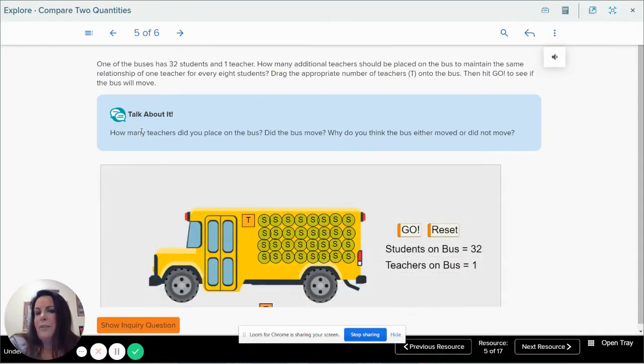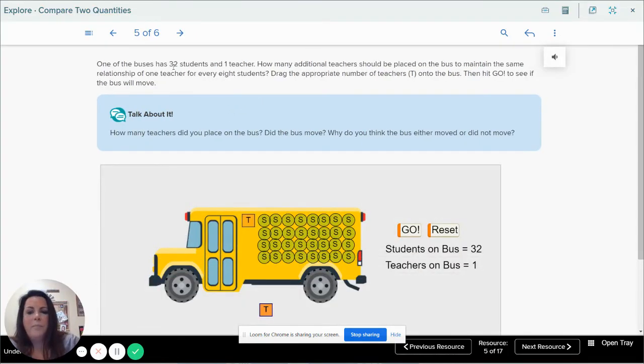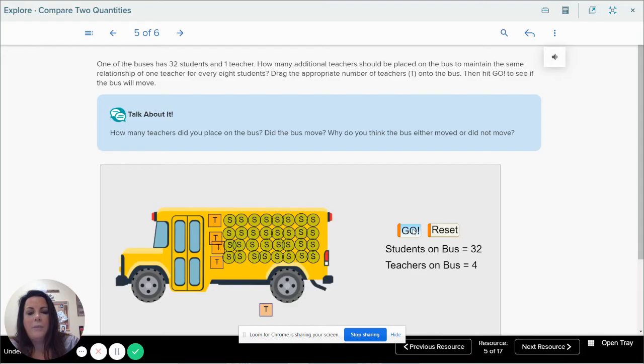Once again, we have another student to teacher situation. We have 32 students and 1 teacher. Well, 8 times 4 is 32, so we should have 4 teachers. So we need to add an additional 3 teachers to the bus, and then it would work.